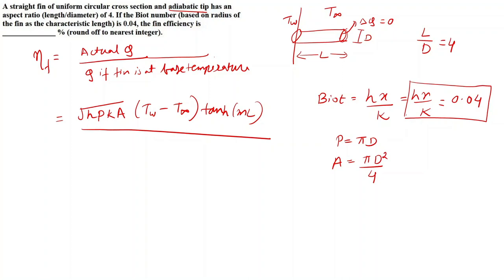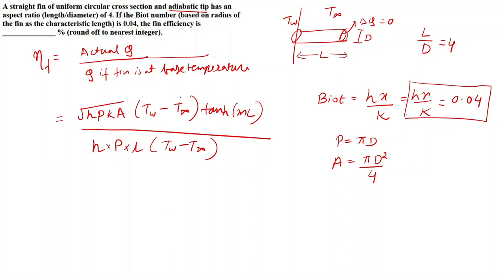Now the heat Q if the fin is at base temperature. For the idealistic case, it will be basically hA delta T, and the heat transfer area would be 2 pi R L, which is basically perimeter into length. So I can write it as h into P into L, then my temperature difference T_W minus T infinity. So this is my fin efficiency.